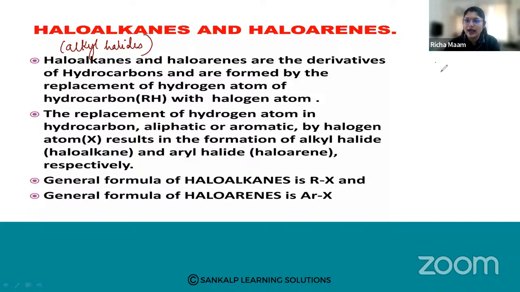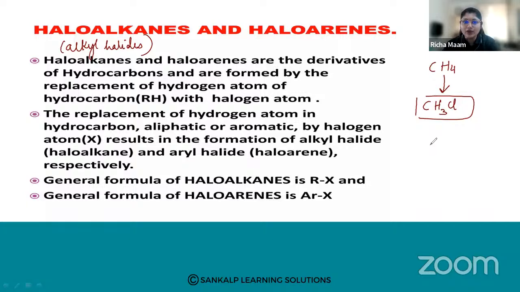Now, suppose I have methane. This is a hydrocarbon, a molecule made up of carbon and hydrogen atoms. So how are these haloalkanes formed? One of the hydrogens is replaced by a halogen atom, and then it is called an alkyl halide. So this results in an alkyl halide.